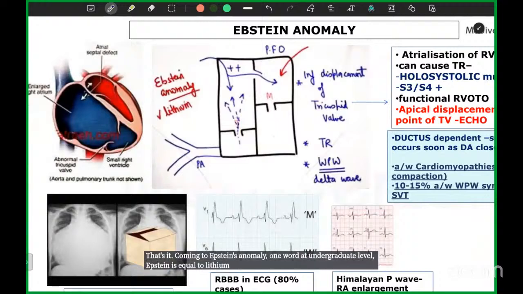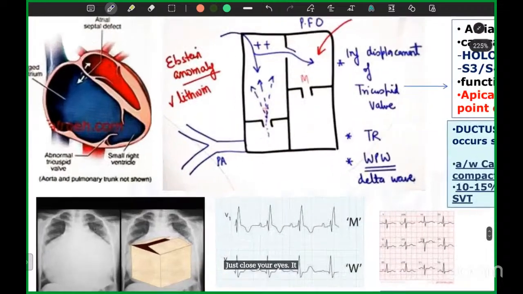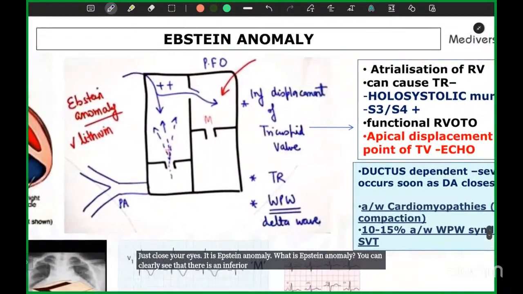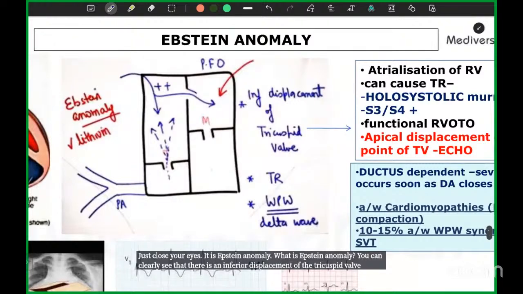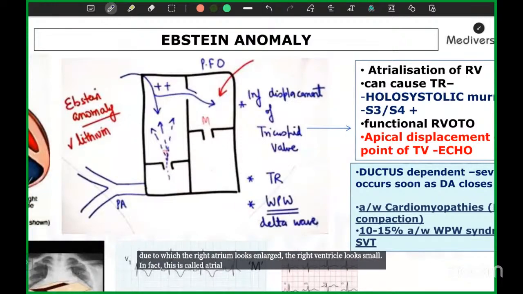Any mother who is taking lithium for bipolar disorder during her pregnancy, one congenital heart disease, just close your eyes, it is Epstein anomaly. What is Epstein anomaly? You can clearly see that there is an inferior displacement of the tricuspid valve, due to which the right atrium looks enlarged, the right ventricle looks small. In fact, this is called atrialization of the right ventricle. Due to this atrialization of the right ventricle, what happens is the right ventricle does not function properly.